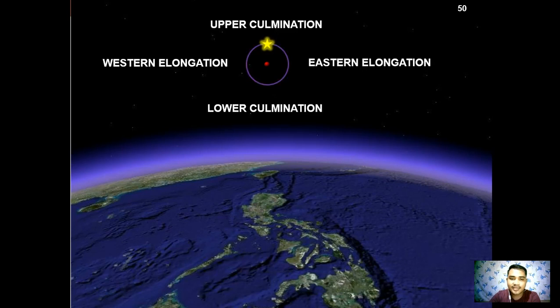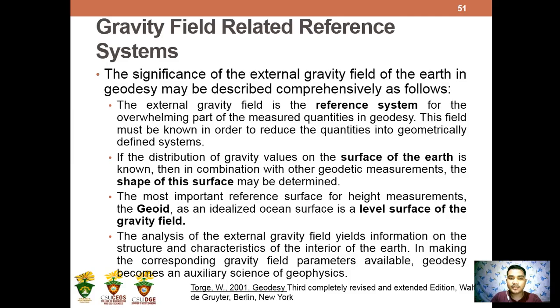And wala siya yung path. So that's what we call circumpolar stars. And one example of circumpolar star is si Polaris. Next is the gravity field related reference systems.